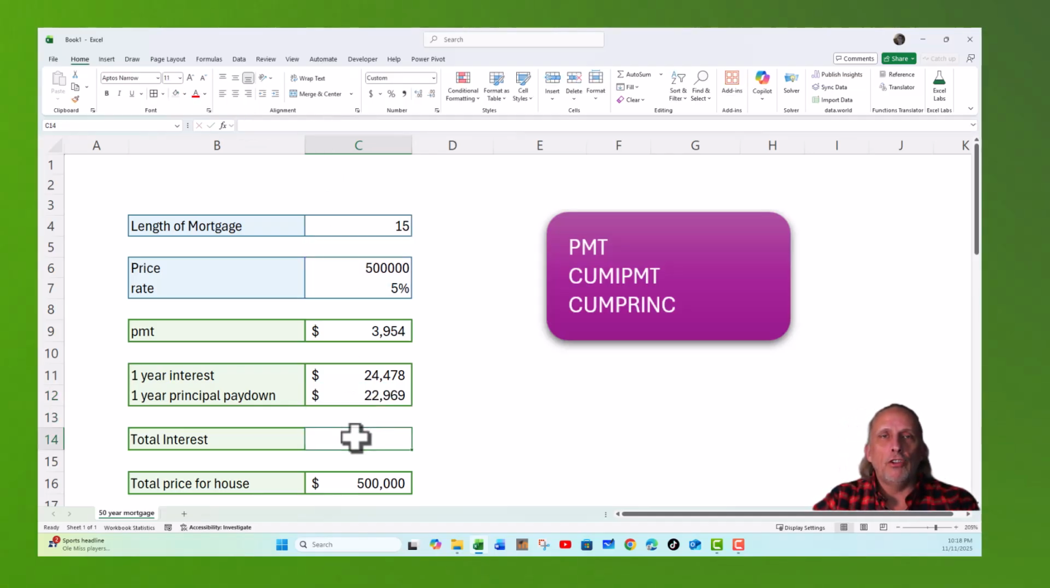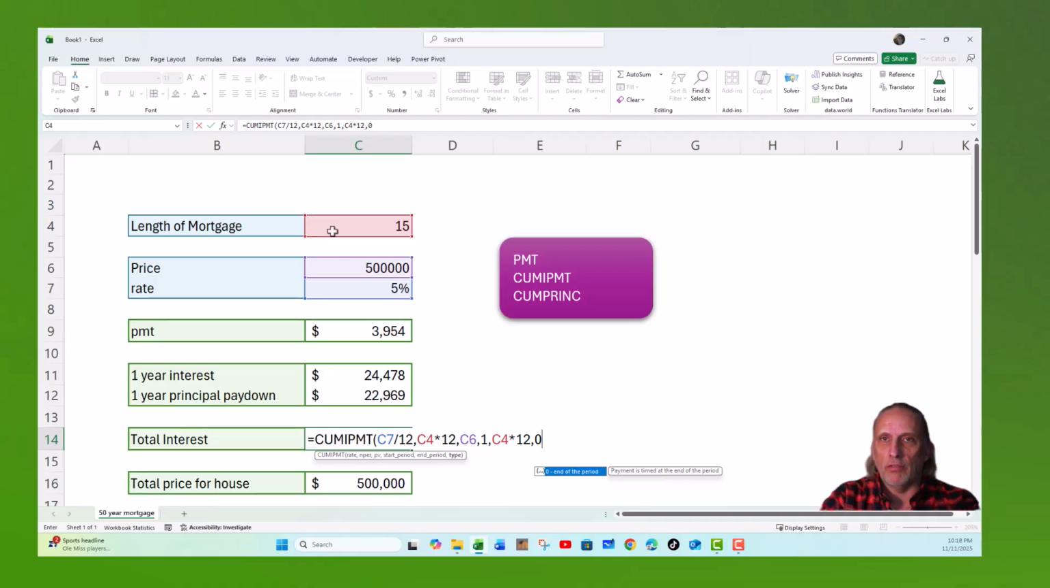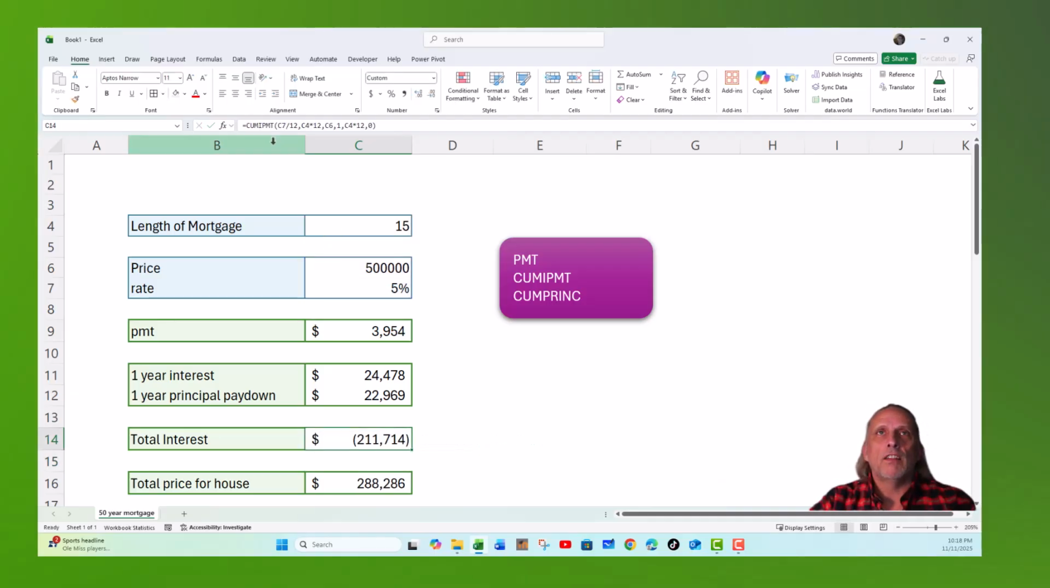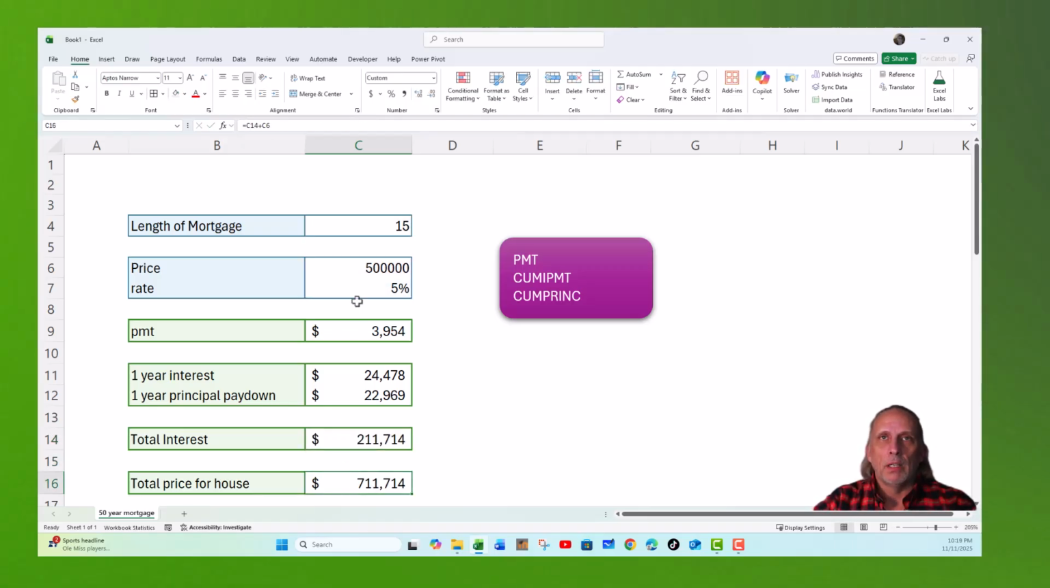And finally, let's do the total interest. And that's going to be key my payment, the rate again, number of periods, present value, starting period is 1, and the ending period is going to be, again, length of the mortgage times 12. And finally put the 0 for the end of the period. Click OK. Lastly, we'll adjust. Here's that negative. And this last cell just added up the price plus the total interest.